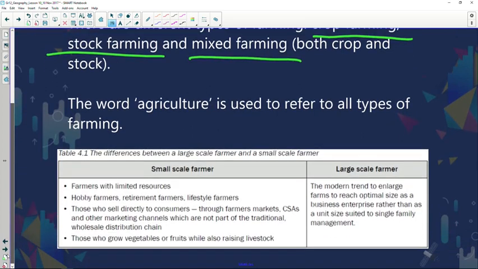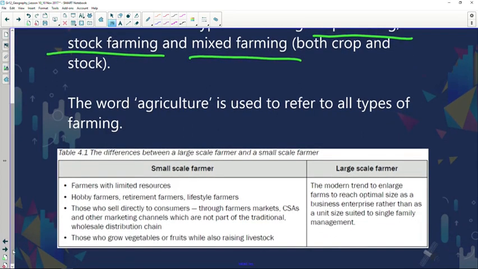Now, if you quickly look at it, we've got small scale and large scale farmers over here. If we just quickly look at the explanation of small scale farmers, with limited resources, as hobby farmers or retirement farmers, lifestyle farmers, they sell directly to the consumers through farmer markets. Those who grow vegetables or fruit will also raise livestock. Now, if you look at large-scale farmers, that's mostly your commercial farmers. Obviously, they use the optimal size of the business enterprise and try to make as much profit as well.